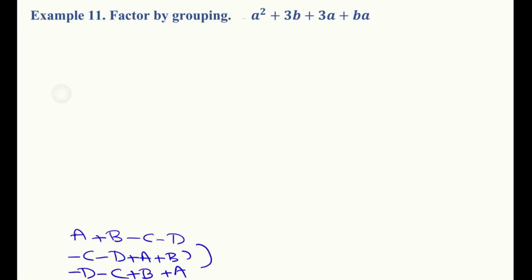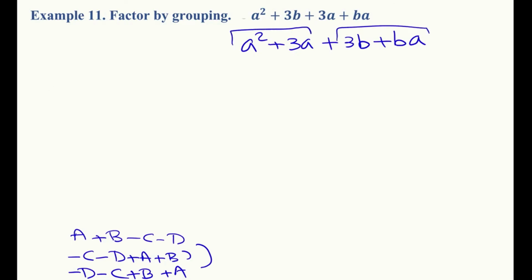So here we can rearrange this to where we have A squared and 3A next to each other. And also we have 3B and BA next to each other. So we just rearrange the terms. Now these groups look more promising. The GCF of the first group here is A. We factor it out. That leaves us A plus 3.